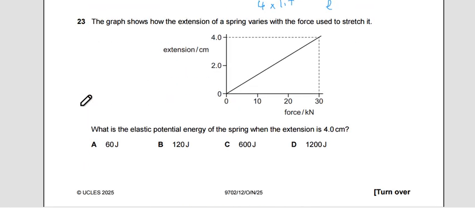The graph shows the extension with the force used to stretch it. What is the elastic potential energy when the extension is 4? It is the area under the graph, so half times the base, 30, here in kilonewton, times the height, the extension, which is 4, but here in centimeter. So we have the answer.